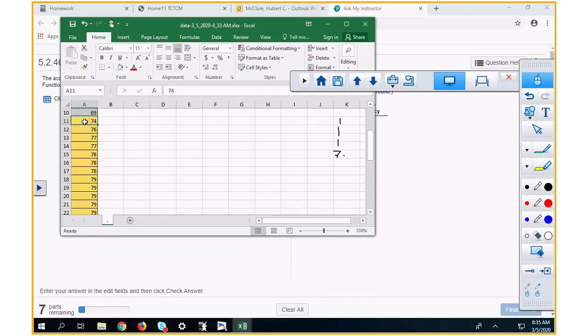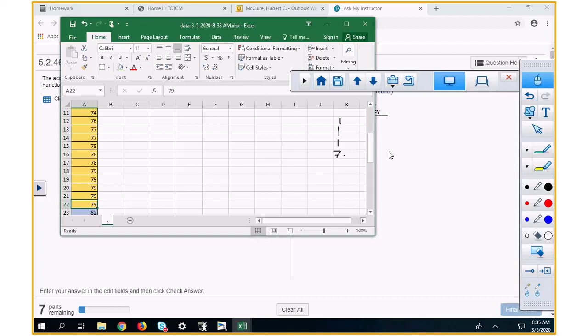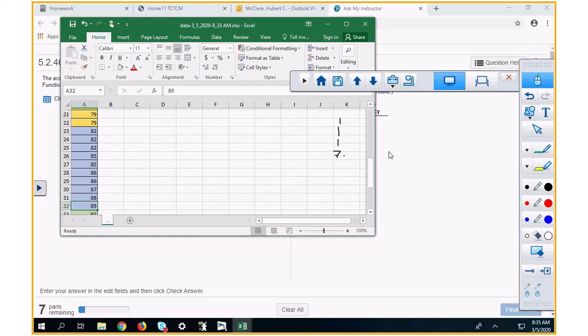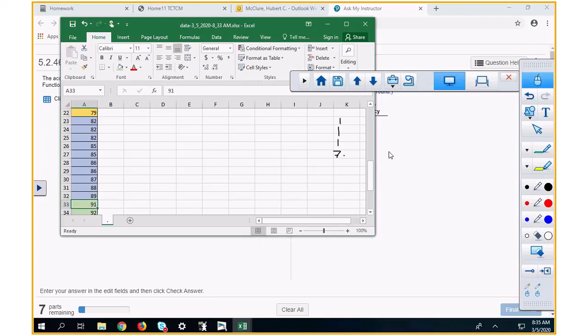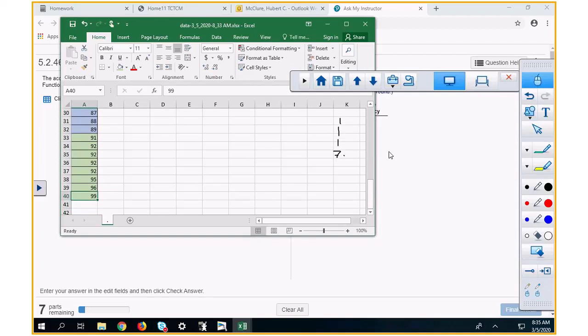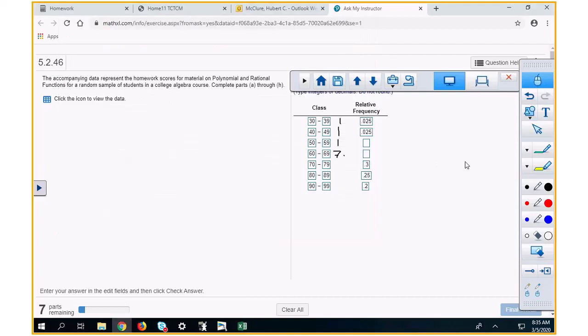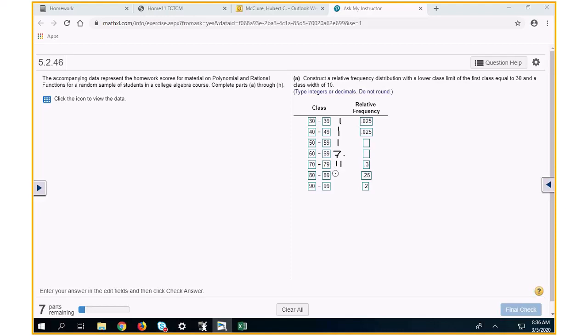All right, what's this one? 1, 2, 3, 4, 5, 6, 7, 8, 9, 10, 11, 12. That's 12. Then 11. Then 1, 2, 3, 4, 5, 6, 7, 8, 9. Is it 8 or 9? 8. So I don't forget: 11, 12, and 8.